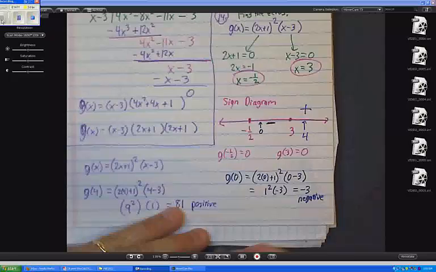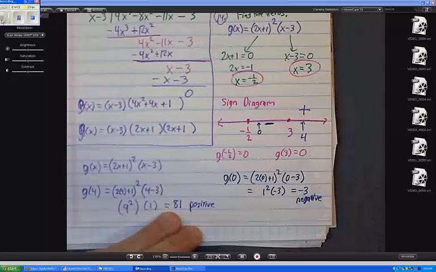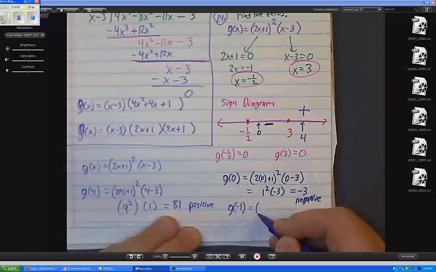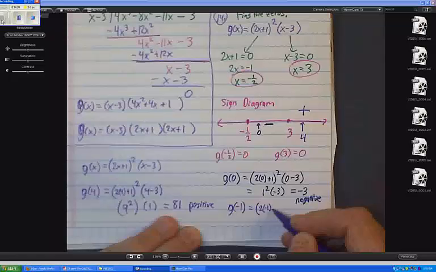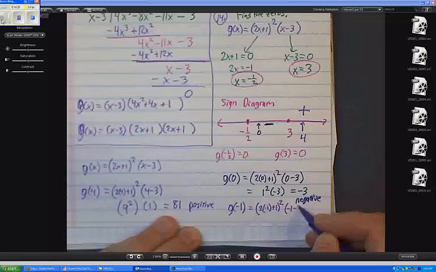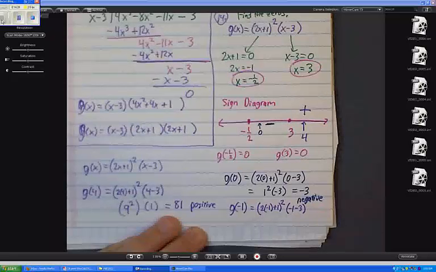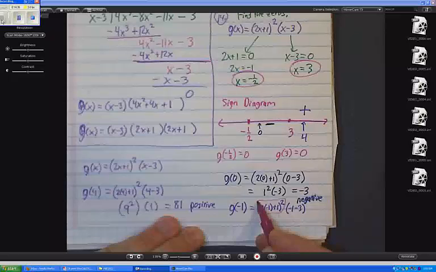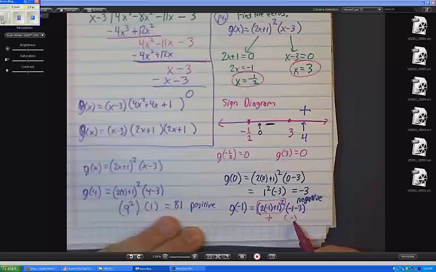Last one. Let's do g of negative 1. So I get (2 times negative 1 plus 1) squared times (negative 1 minus 3). Hey guys, I don't even have to compute that. All I care about is if it's positive or negative. Now take a look. This piece is positive because I'm squaring it. When I put a negative 1 in here, it's negative. So positive times negative is what? Negative. So I know that this is negative over here.